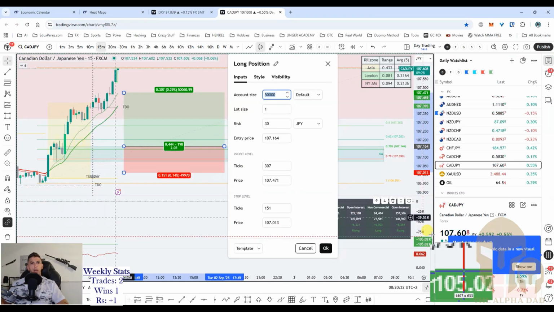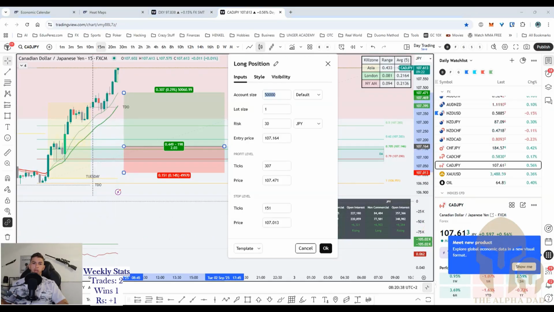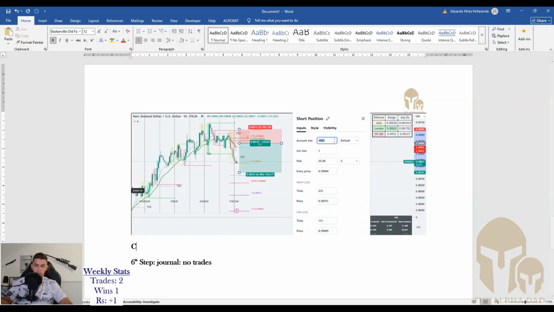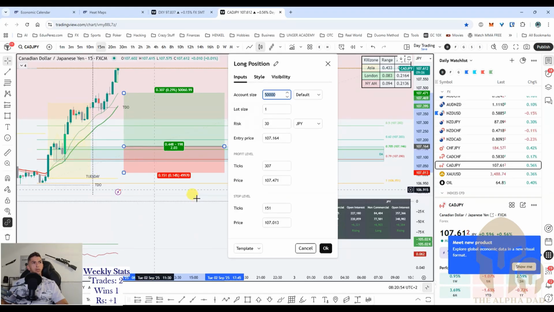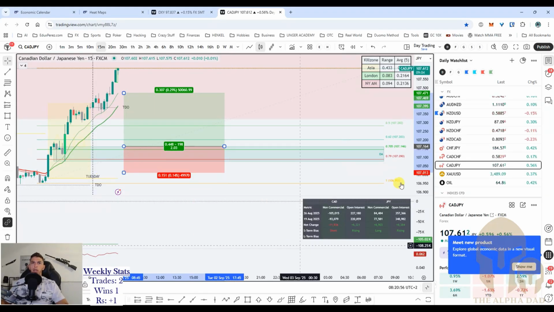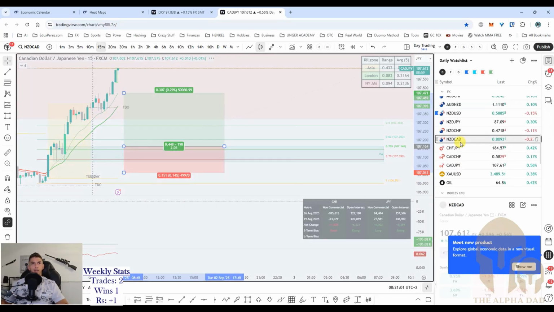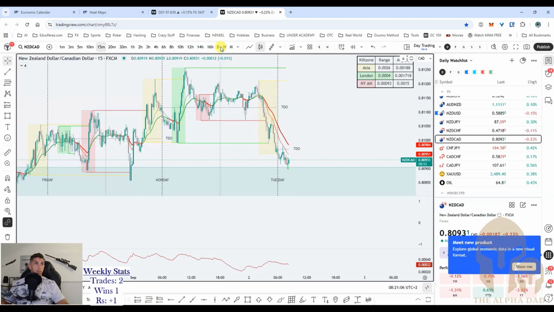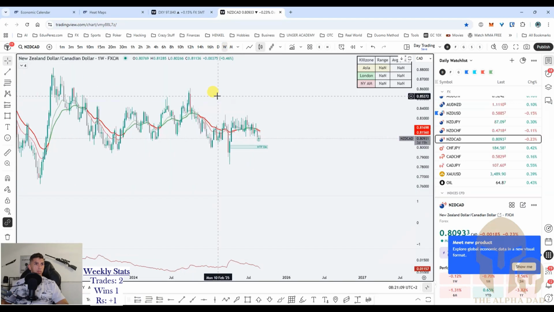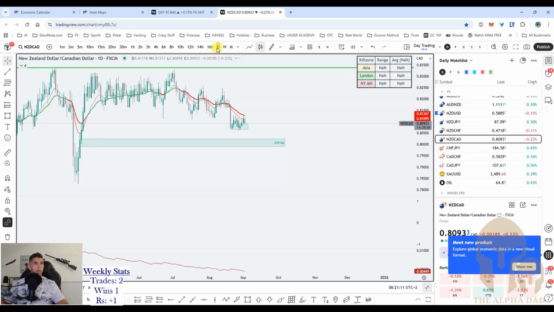CAD JPY. So many trades. Many trades on your eyes. CAD JPY long order. Everything's so interesting. And NZD CAD, this should be a short. And looks like everything is aligning. Wow.